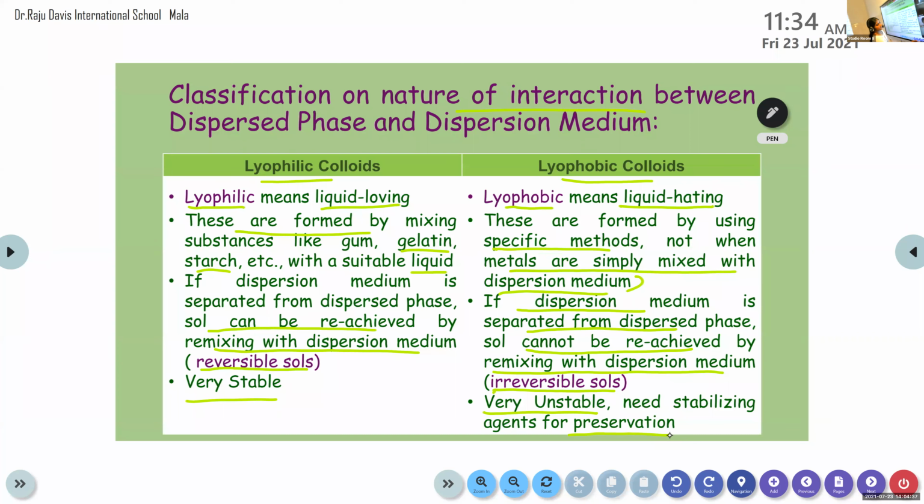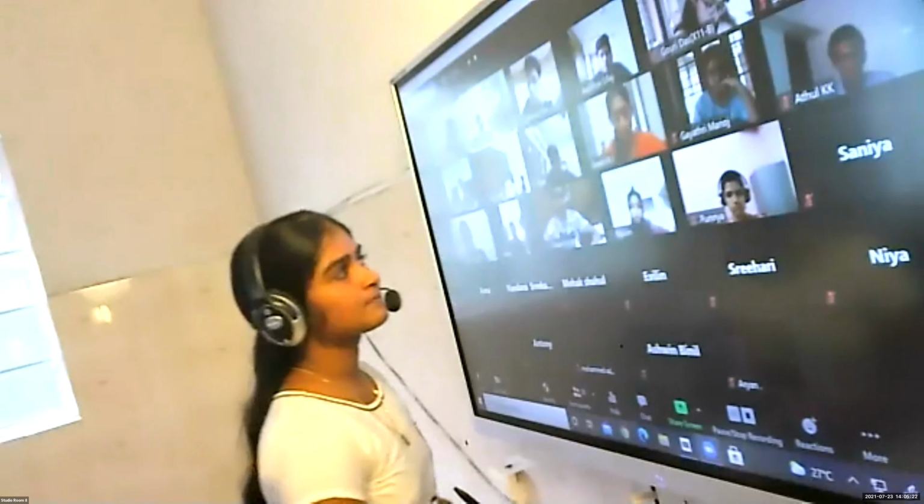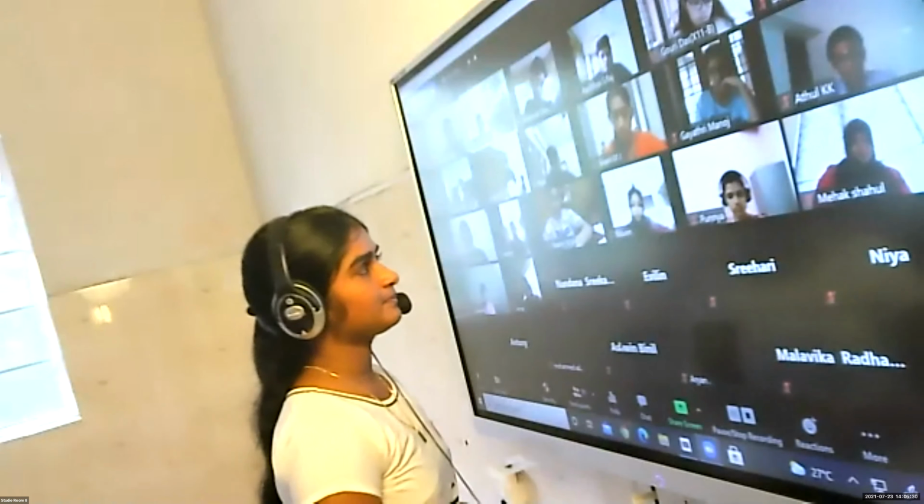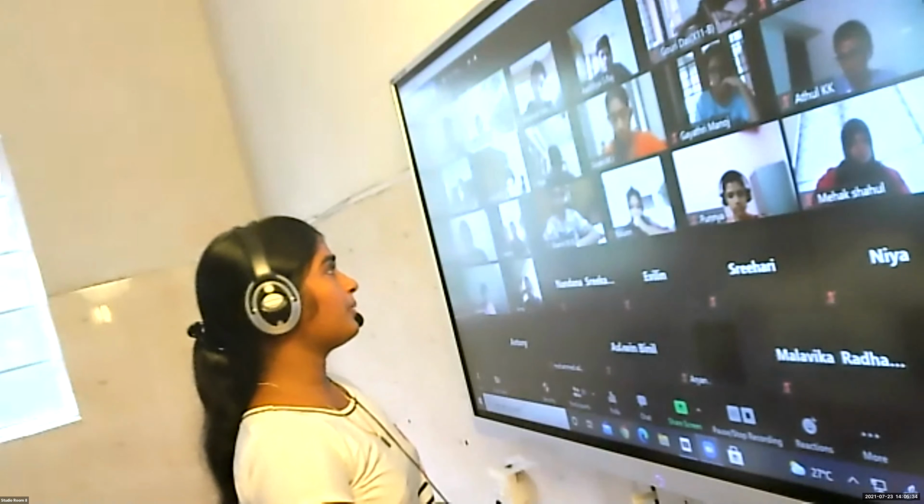This is clear, children? Yes. Shivani, can you tell me which are the two types of colloids depending upon the nature of interaction between dispersed phase and dispersion medium? Yes, Shivani? Which are the two types of colloids depending upon the nature of interaction between dispersed phase and dispersion medium? Lyophilic colloid and lyophobic colloid.